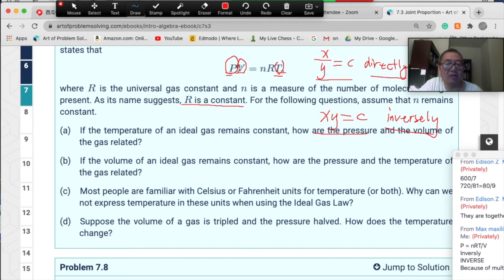So here, if V is constant, now you can get P over T will equal what? Will equal N times R, then divided by V, right?